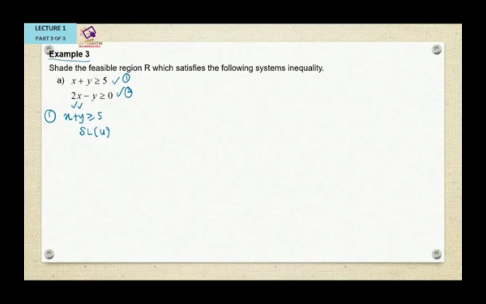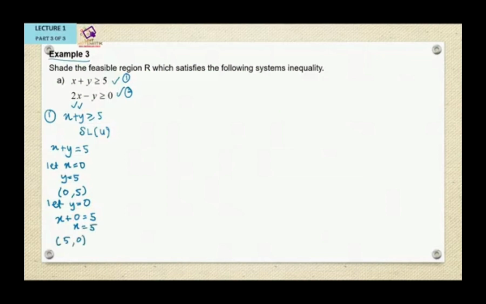Then the first step, we rewrite the inequality as x plus y equals 5. Then we need to find at least two points. Let x equals 0, y equals 5. So we have (0, 5). Then let y equals 0. So we have x plus 0 equals 5, x will be 5. So (5, 0).